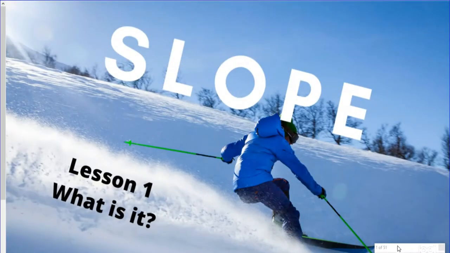Thank you, Klaus, for that awesome introduction. Today we are talking about what is slope, right? So this is our introductory lesson to what slope is. We're going to join Klaus on the mountain later, but let's dive right in and see what we're doing.